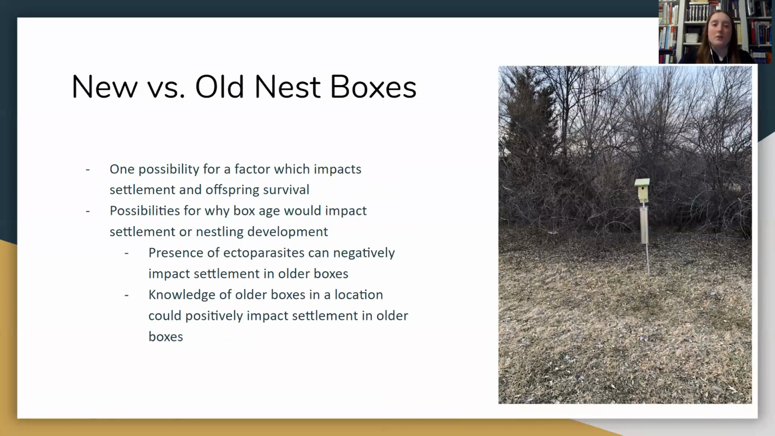So one possibility for a factor which could be impacting settlement and offspring survival is box age, so new versus old nest boxes. And there are several reasons for why box age would potentially be either positively or negatively impacting settlement. One possibility is that the presence of ectoparasites, so ticks or mites, could be negatively impacting settlement in older boxes, which are more prone to have higher levels of those ectoparasites. Another possibility is that pre-existing knowledge of older boxes in a location could positively impact settlement in those older boxes within a species.